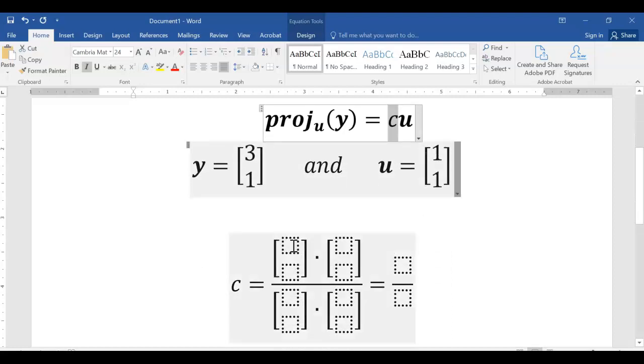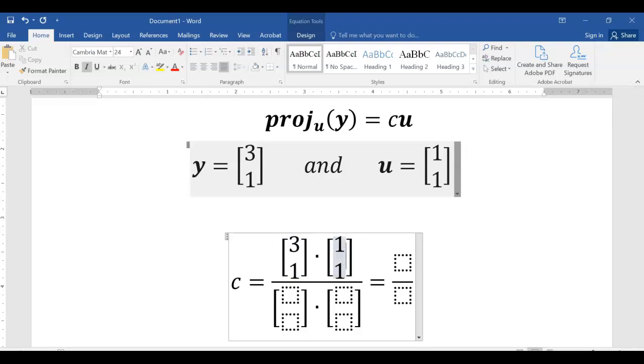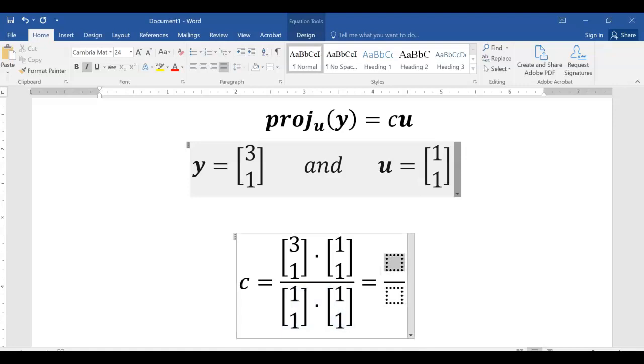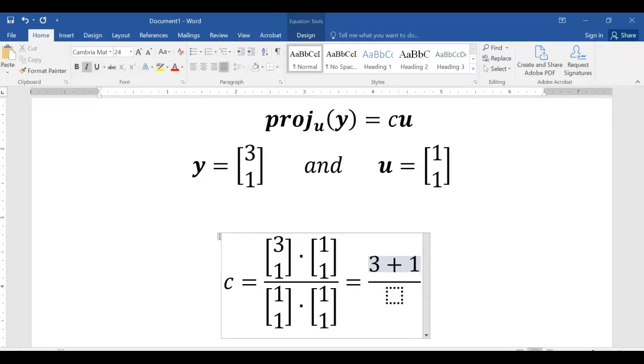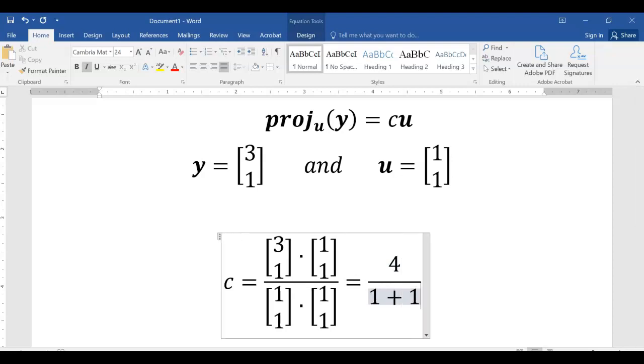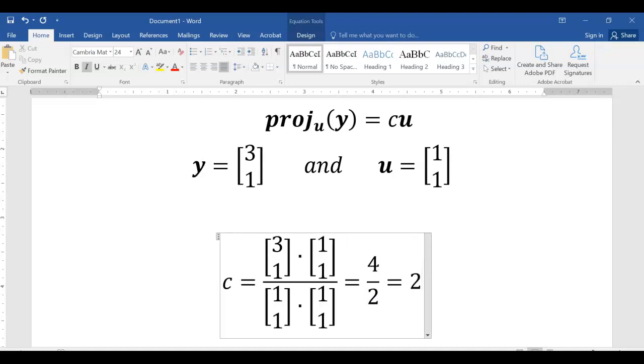So let's find that coefficient. y inner product with u, (3, 1) inner product with (1, 1), divided by u inner product with itself. So what we get here is 3 times 1 is 3 plus 1, so that gives me a 4, over 1 times 1 plus 1 times 1, that gives me a 2. So the coefficient there is 2.